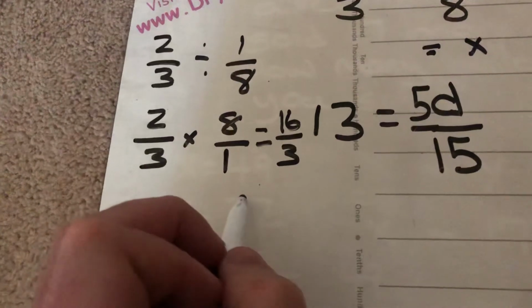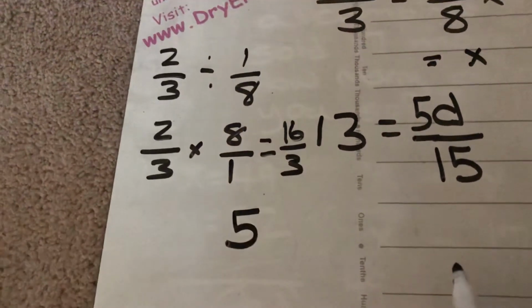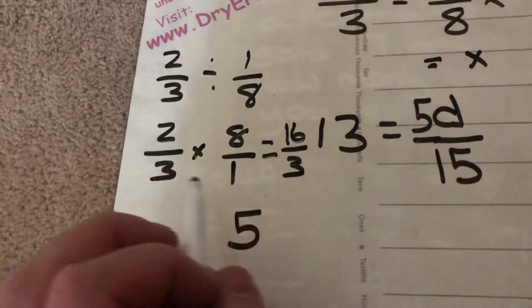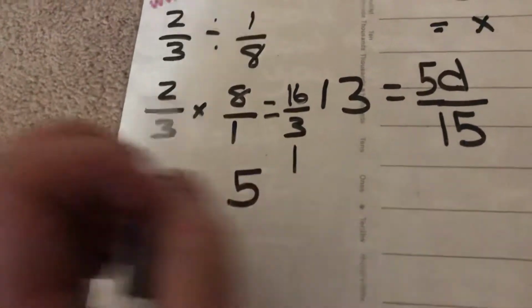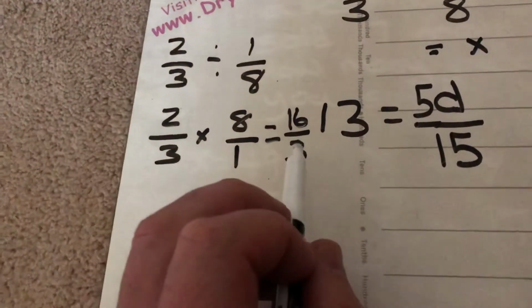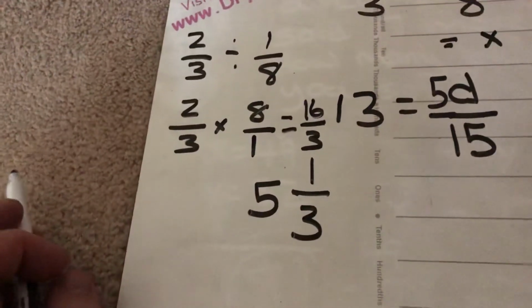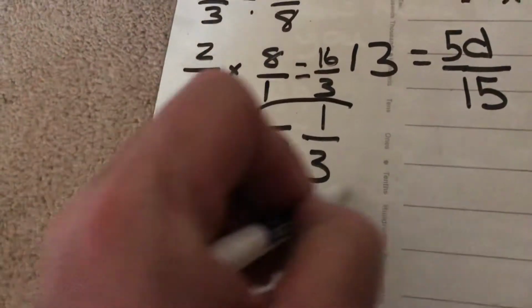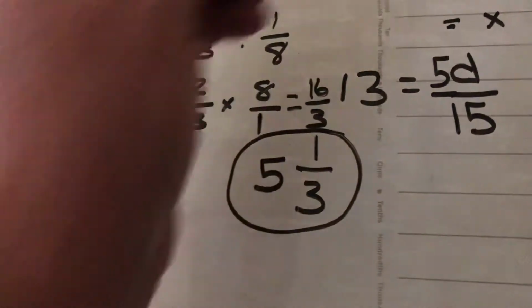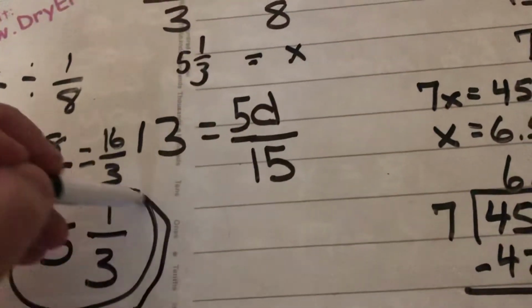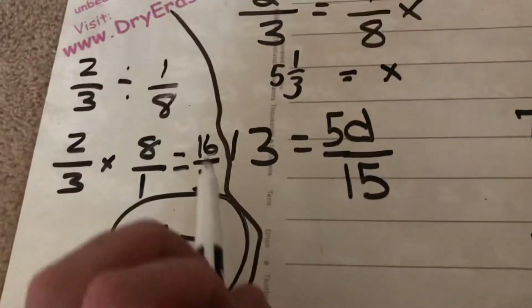I believe that 3 can go into 16 5 times. If 3 goes into 16 5 times, I will have 1 left over. My denominator here is 3, so my denominator there is 3. I end up with 5 1/3 that I'll go ahead and plug in here. The last one I'm doing, I'm going to draw a little line for separation purposes.